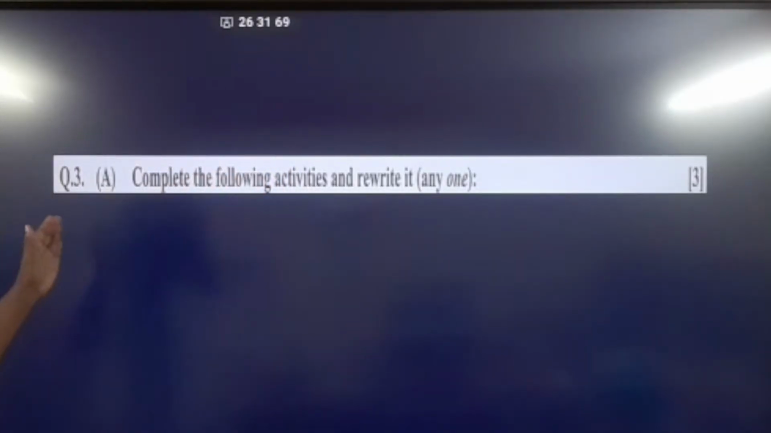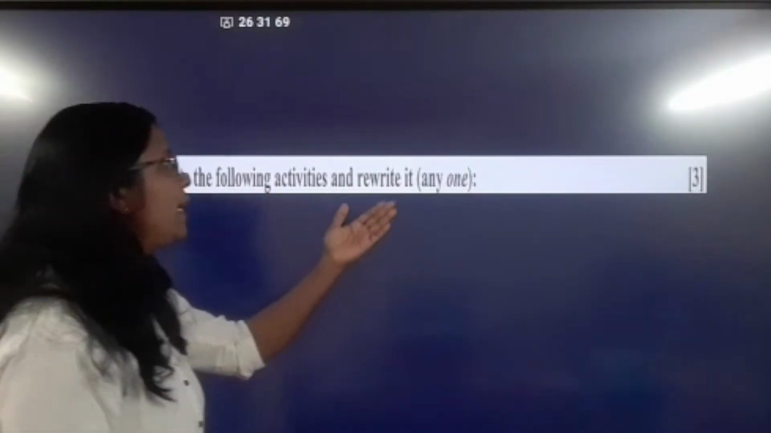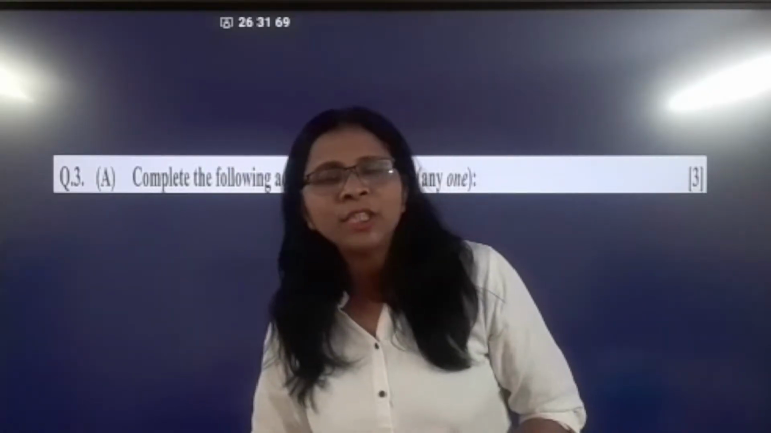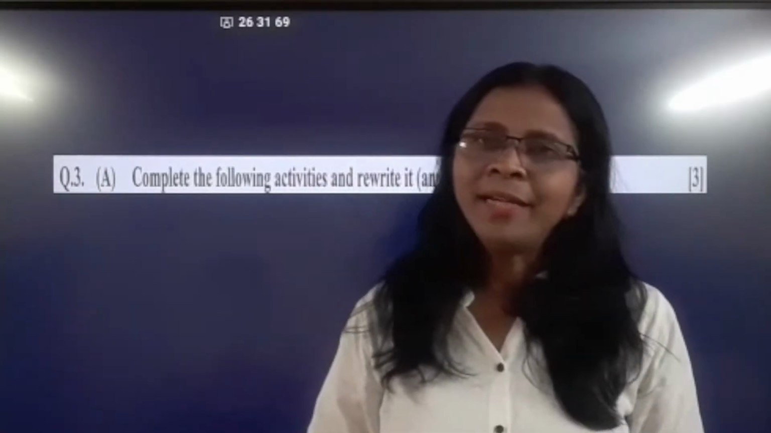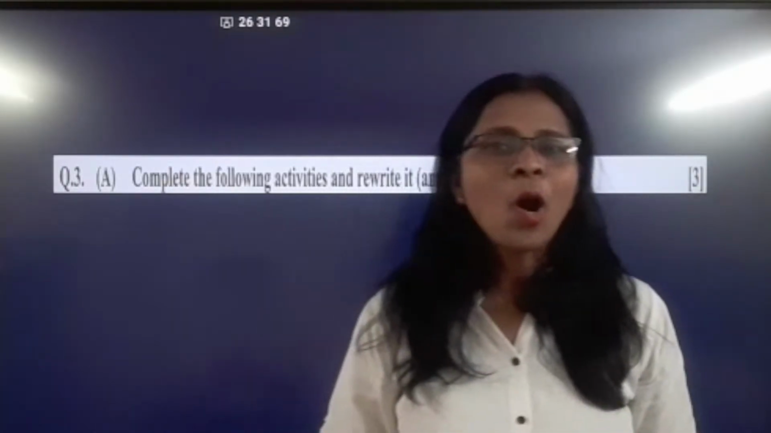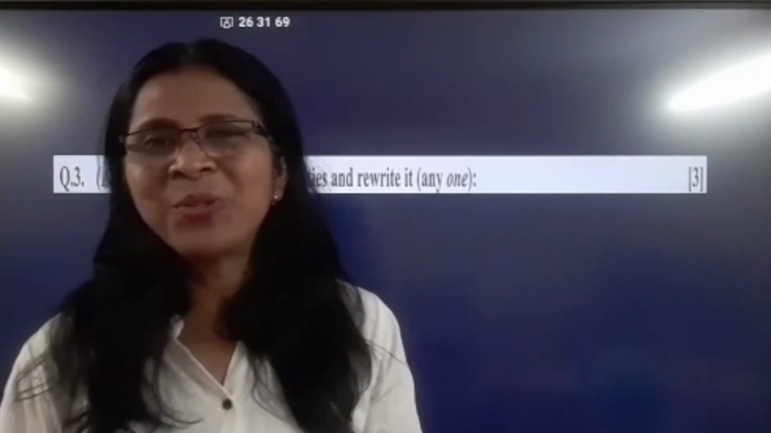It's from question 3, students. Complete the following activities and rewrite any one. Question 3A is an activity-based question, and it is a very easy question. There are 6 boxes and we have to fill all the boxes, because each box carries half a mark. If we fill the boxes properly, we can get the 3 marks. So let us see the first example.